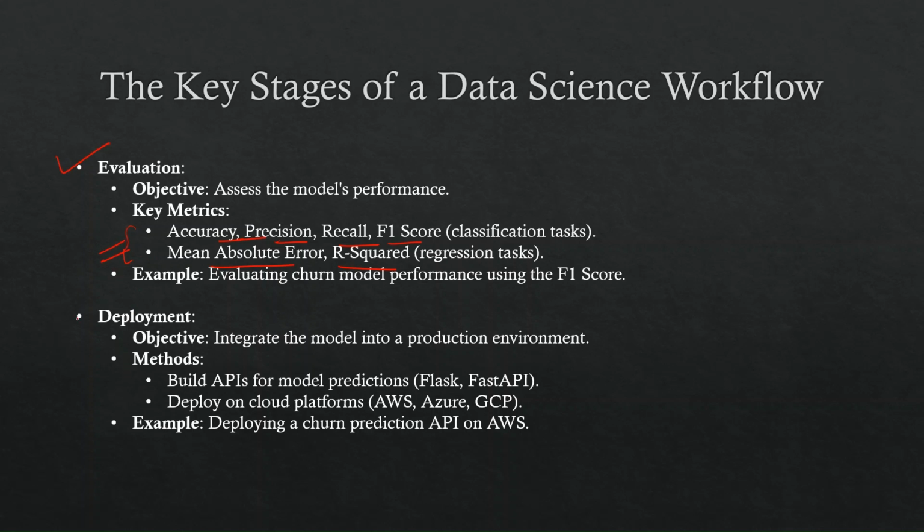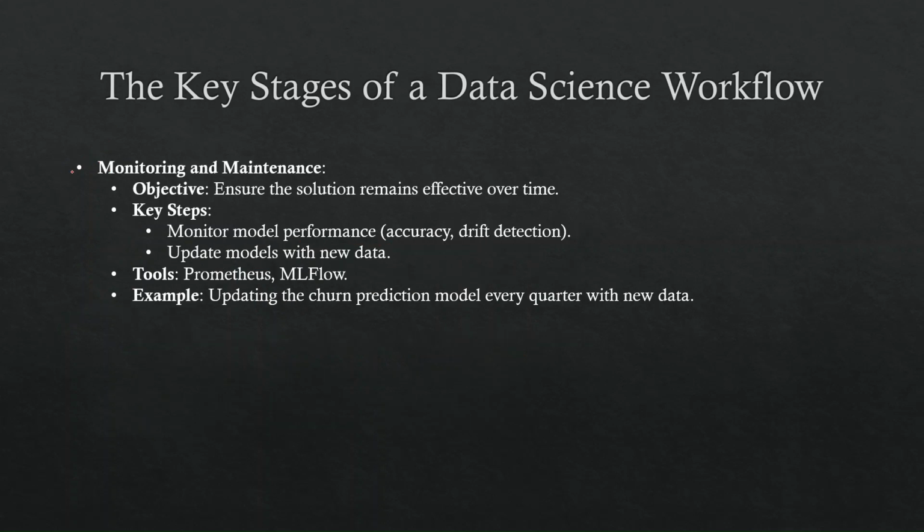Then the next stage is deployment. It is used to integrate the model into a production environment. So the method we can use is to build an API for model predictions or deploy it on cloud platforms. The last key stage of data science workflow is monitoring and maintenance. The main objective is to ensure the solution remains effective over time. Whether new data comes in or the data is deleted, the solution is effective. It is drawing valuable and correct insights every time with every sort of data that comes to it. With this, we monitor model performance and update models with new data.